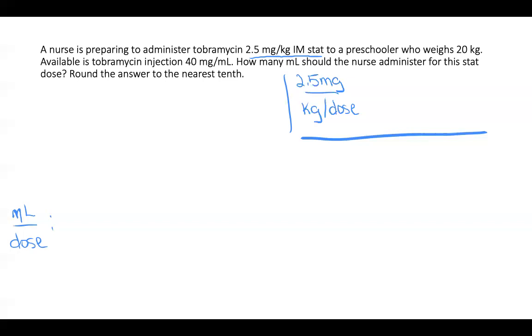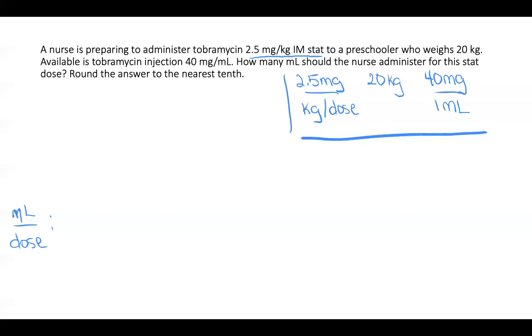We also need the weight of the patient in order to solve these types of problems. And our patient weighs 20 kilograms. And we need what we have available. And what we have available is 40 milligrams per milliliter. So 40 milligrams over 1 milliliter.